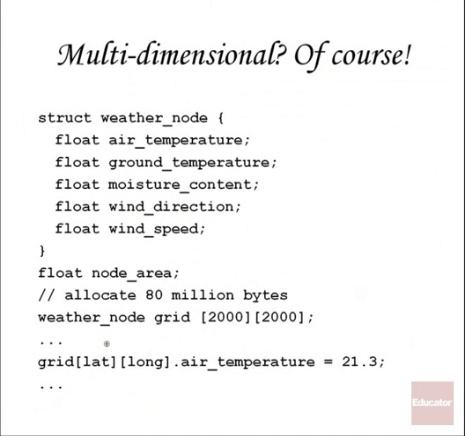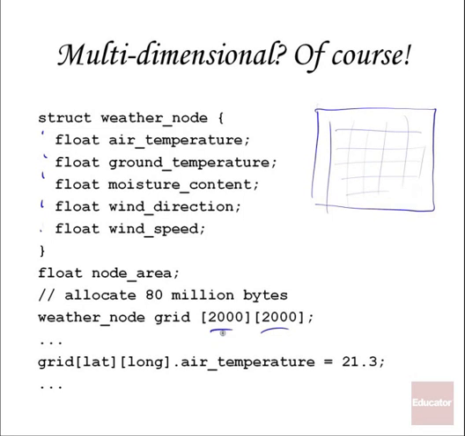And of course, we can have multi-dimensional arrays. Now remember, the more of these you put in there, the more memory it takes. The more you put into these, they get multiplied by each other. So here we have a wonderful little weather node. We want to simulate the weather. We want to predict the weather. We divide, in this particular example, the county into a large grid. The grid happens to be 2,000 by 2,000.